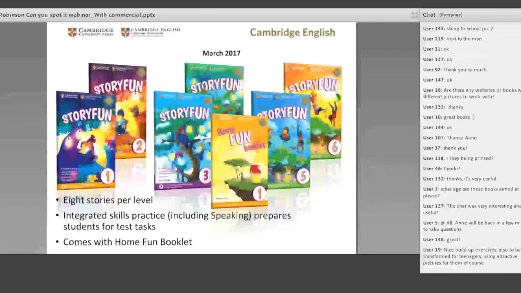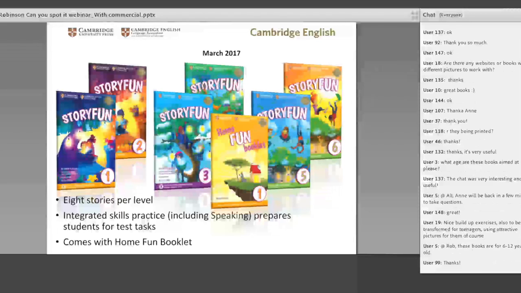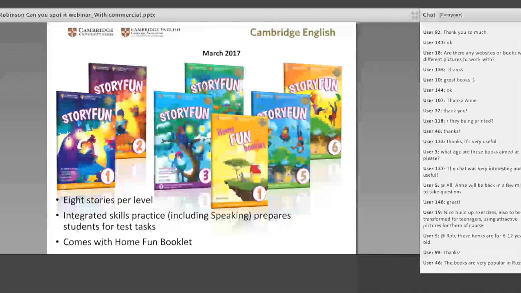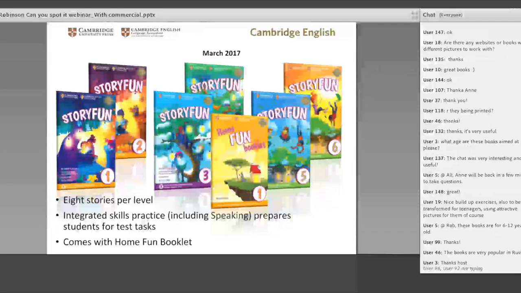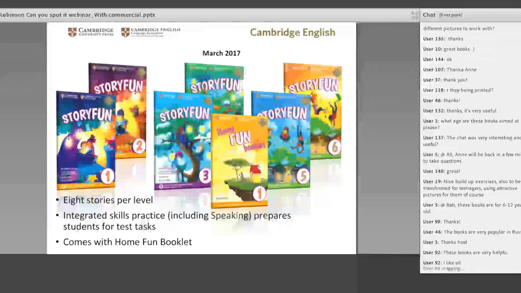And then we have Story Fun 2nd edition. Now this series has 6 levels in its 2nd edition. There are 2 books for each test. 8 stories per level form the basis for English learning, and this then develops into integrated skills practice, which includes speaking, to prepare students for test tasks. It also now includes a home fun booklet for each level, which helps bridge the gap between home and school and involves parents in their child's learning.